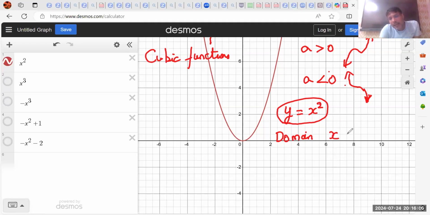So how will I write? X belongs to R. This is one way of writing. It means x can take any value in the real number system.